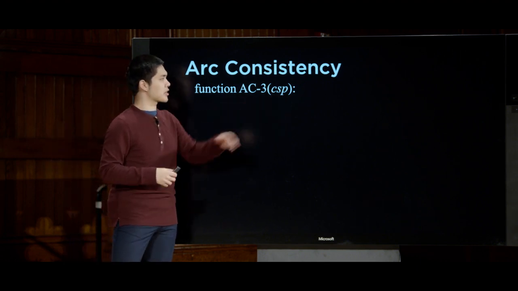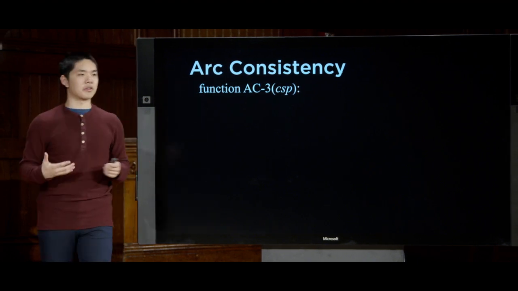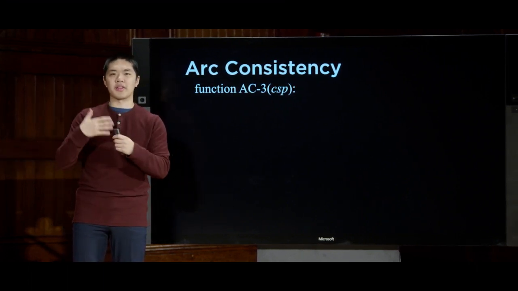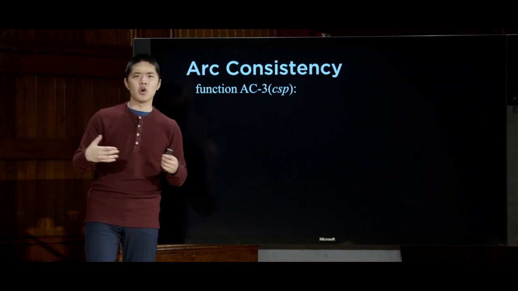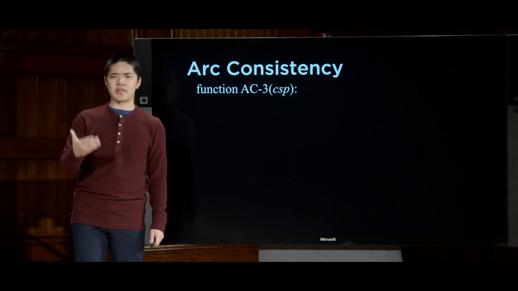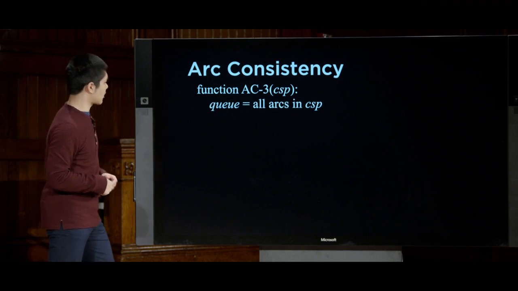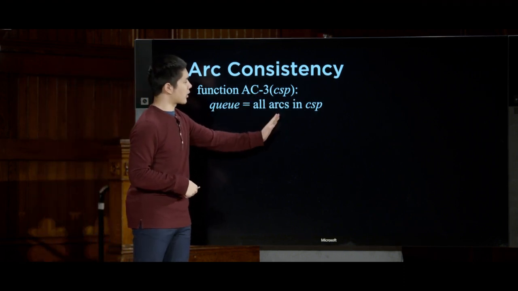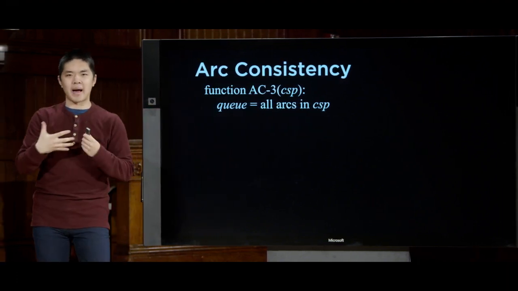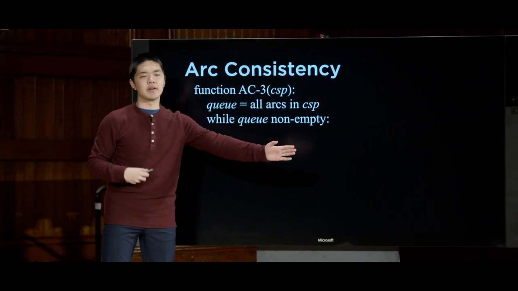AC3 takes a constraint satisfaction problem, and it enforces arc consistency across the entire problem. How does it do that? Well, it's going to maintain a queue, or basically just a line, of all of the arcs that it needs to make consistent. Over time, we might remove things from that queue as we deal with arc consistency, and we might need to add things to that queue if there are more things we need to make arc consistent. So we'll start with a queue that contains all of the arcs in the constraint satisfaction problem, all of the edges that connect two nodes that have some sort of binary constraint between them. And now, as long as the queue is non-empty, there is work to be done.